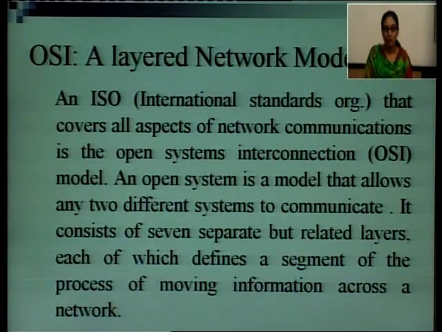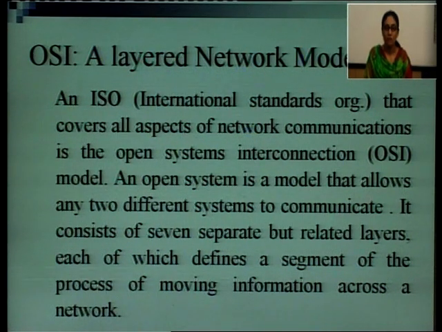Before starting the lecture on TCP IP, you must know about the OSI model. As we all know, the OSI model is a layered network model. It is the standard given by the International Standards Organization, that is ISO, that covers all the aspects of network communication. It is the Open System Interconnection model. There are two types of systems: one is the open system and another is the closed system. Closed system means only similar types of systems can communicate. But if we want to communicate between different types of systems, then we have to use the open system. So an open system is a model that allows any two different systems to communicate with each other.